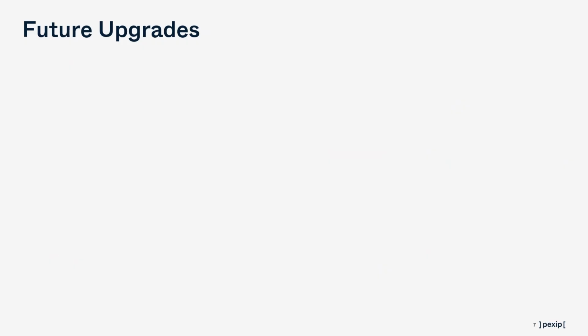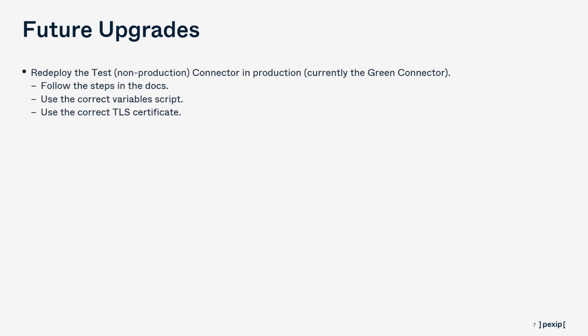It's important to look forward into the future and consider what should happen in our deployment when a new version of Teams connector is released. For future upgrades, the connector which is not currently in production is upgraded. In our demonstration, this is the green connector. When upgrading either of the connectors, consult the documentation for the process to follow. You must ensure that the variables script and TLS certificate specific to the connector are used. For example, if you are upgrading the green connector, you must reuse the green variables script and TLS certificate.